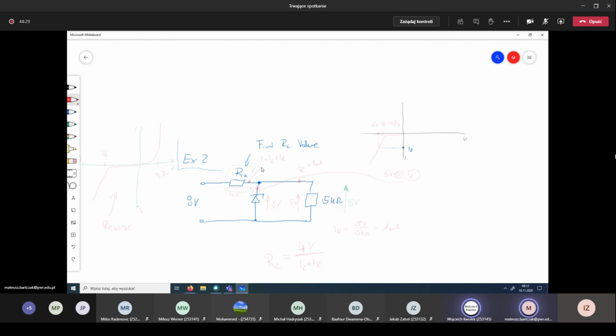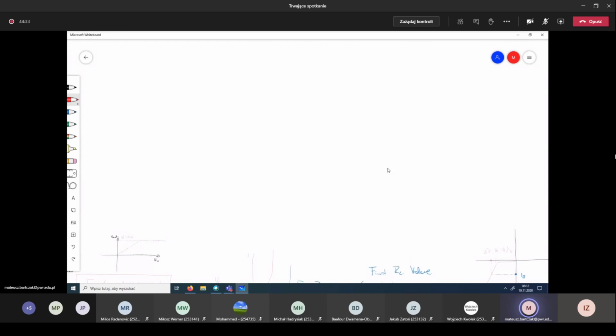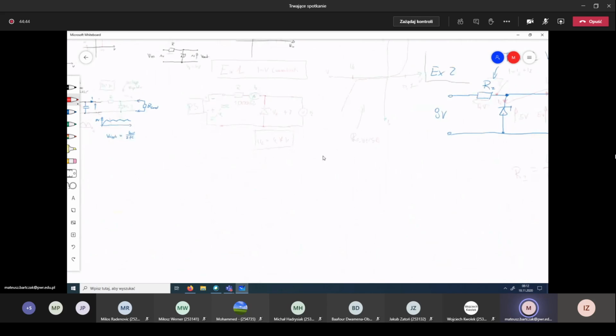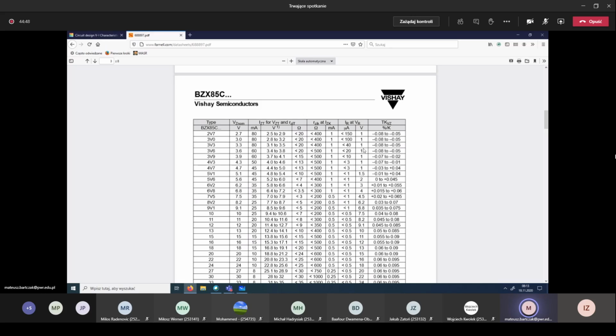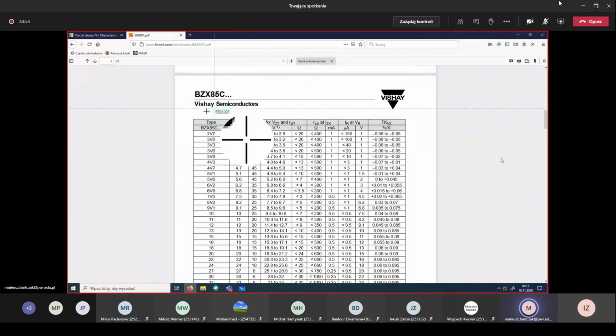I guess not. Okay, so I will also show you some real-life example as well, because this is the simulation. But when we go to the shop, we can also buy the Zener diode. Okay, can you see my screen? Yes, we can. Okay, and this is the example characteristic from the datasheet.